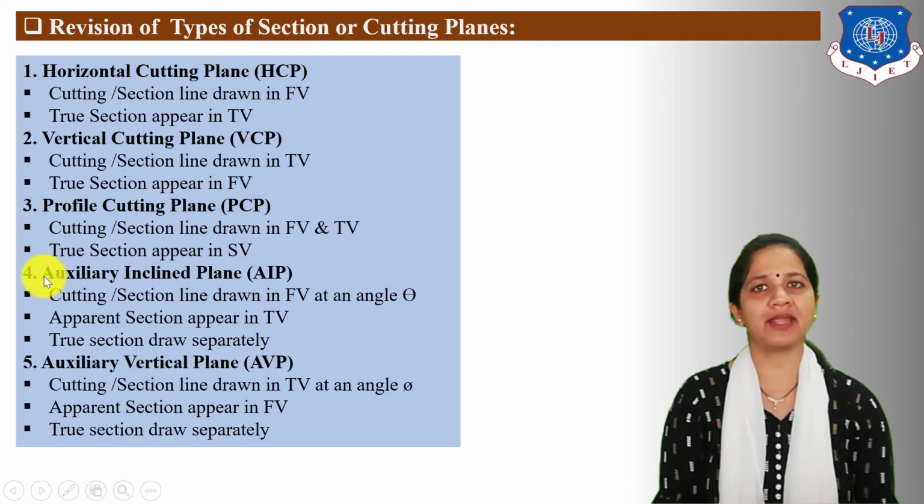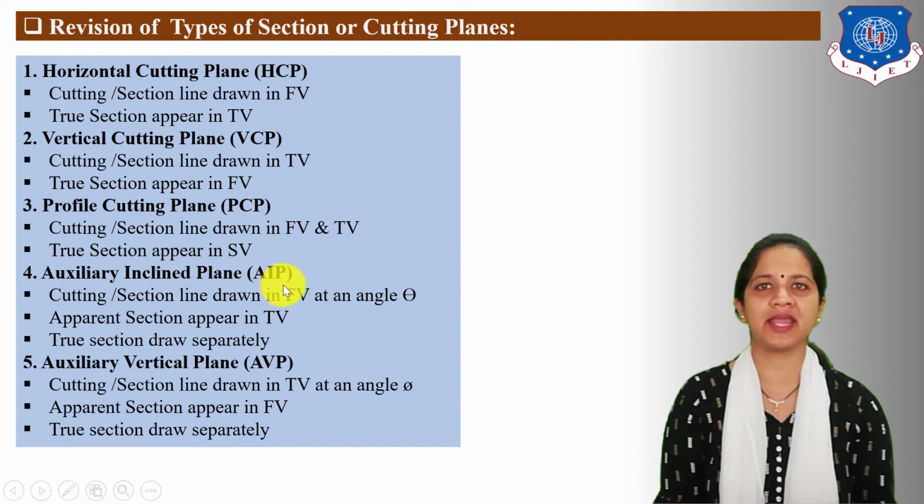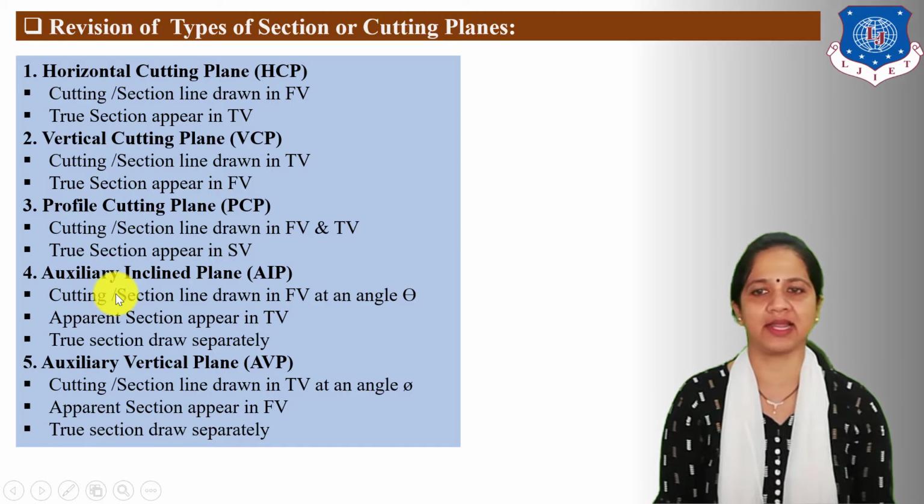Next, when any solid is cut by an auxiliary inclined plane AIP, which is inclined with HP at an angle theta, then the cutting or section line is drawn in the front view at an angle theta, the apparent section appears in the top view, and the true section is drawn separately because the cutting line is inclined.